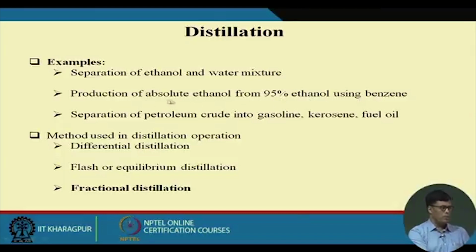So if you want to produce absolute alcohol, which contains 100% alcohol, we use benzene as a solvent, and only then can we produce absolute alcohol. Separation of petroleum crude into gasoline, kerosene and fuel oil can also be done through the distillation process. The methods used for distillation are differential distillation, flash or equilibrium distillation, and fractional distillation. Fractional distillation is largely used by industry, so that we can collect the different fractions after distillation.